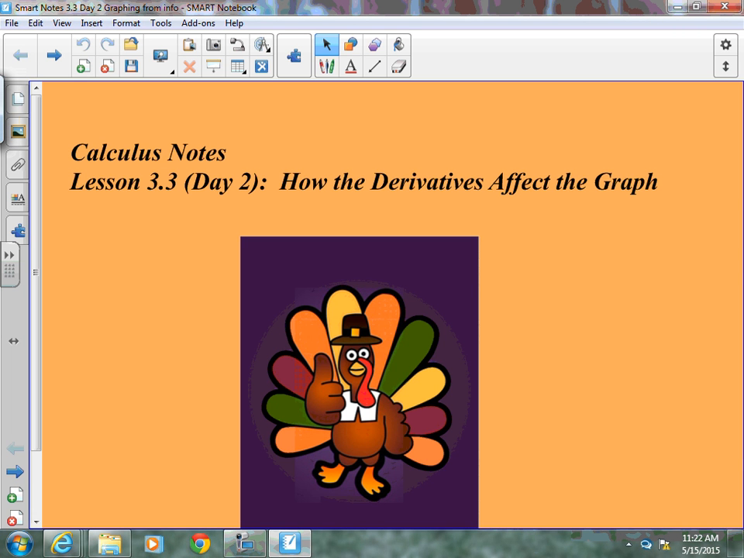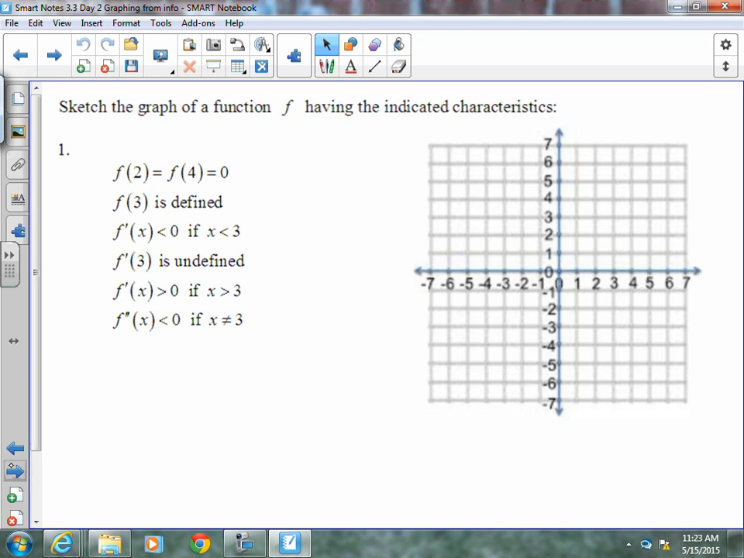We're going to talk a little bit more about how derivatives affect the shape of a graph. But in reverse: rather than a function that we are turning into a picture, we're going to turn some qualities of a graph into a picture of the graph. So let's begin. F of 2 equals f of 4 equals 0. So that means we know that at 2 and at 4, the y value is 0. And we've taken care of that comment.